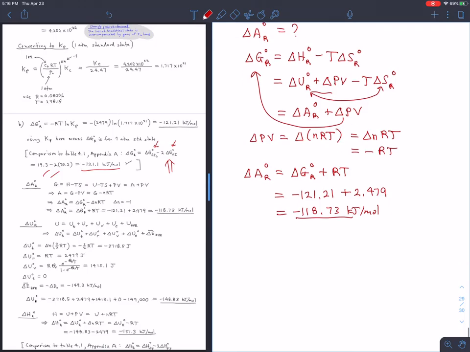Let's do the one that's a little bit of work now, delta U of reaction. There's no fancy way to do this. We have to use the energy calculation formulas to do this.